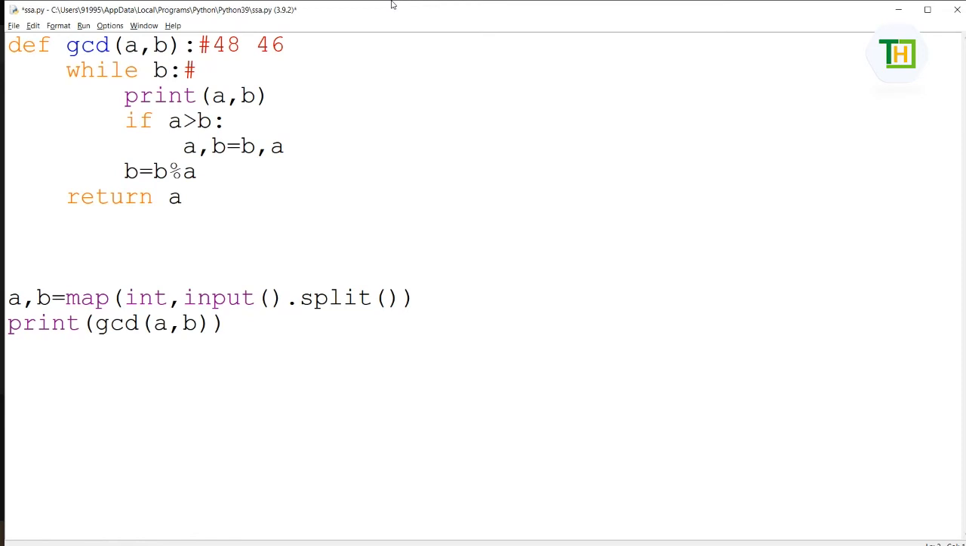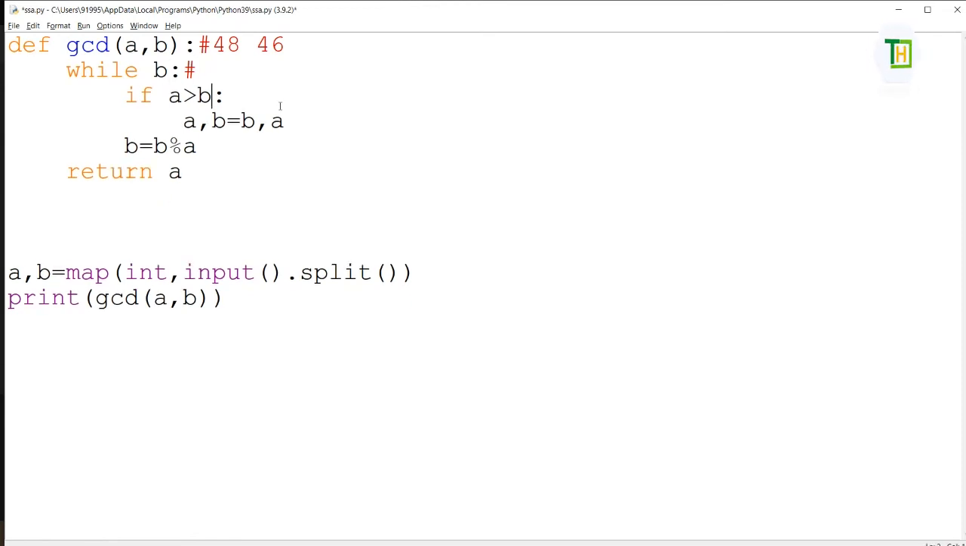It is true. Moving inside, I'm not printing anything. Then I'm going to check: is 48 greater than 46 or not? Yes. If it is true, then it moves into this position. If it is false, it does not move here. If it is true, then I have to change A equal to 46 and B equal to 48. Then moving to this line, A is not modified and B is equal to B mod A.